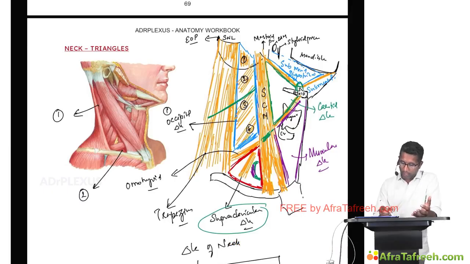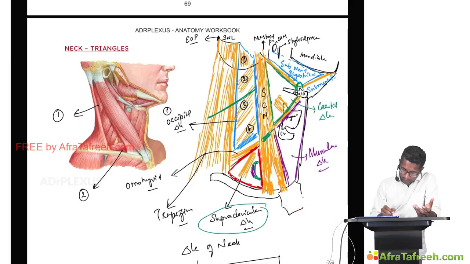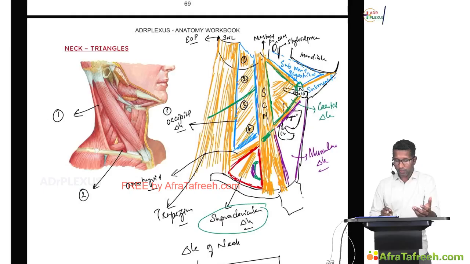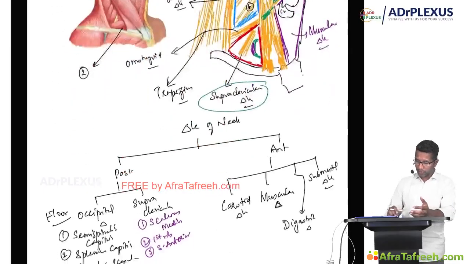The muscles which form the floor of the carotid triangle are two constrictors. You can see a constrictor here and another constrictor here. These two constrictors are the inferior constrictor and the middle constrictor. Apart from these, you have another two muscles forming the floor.